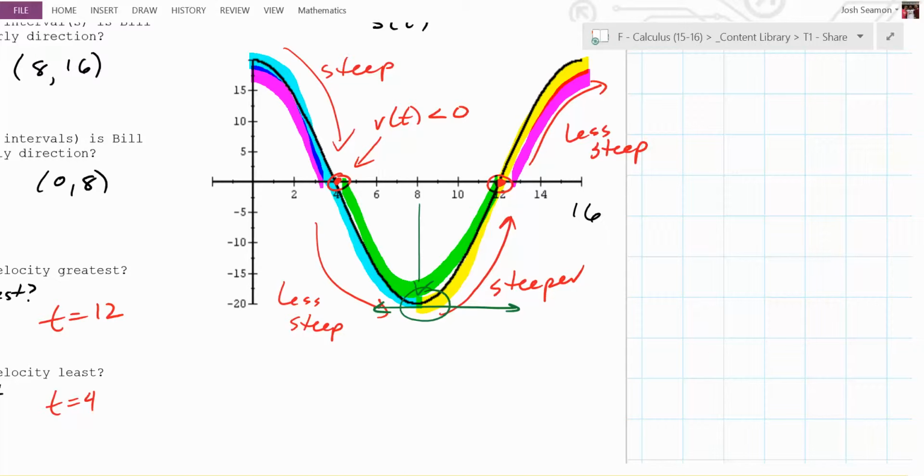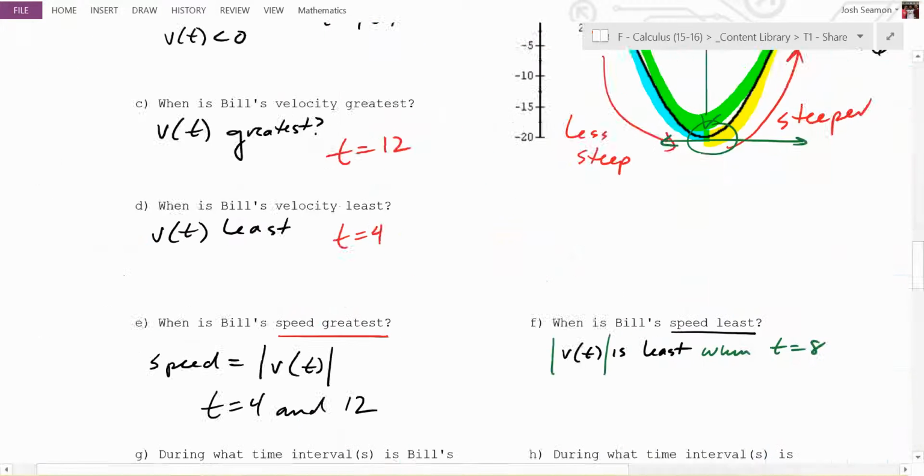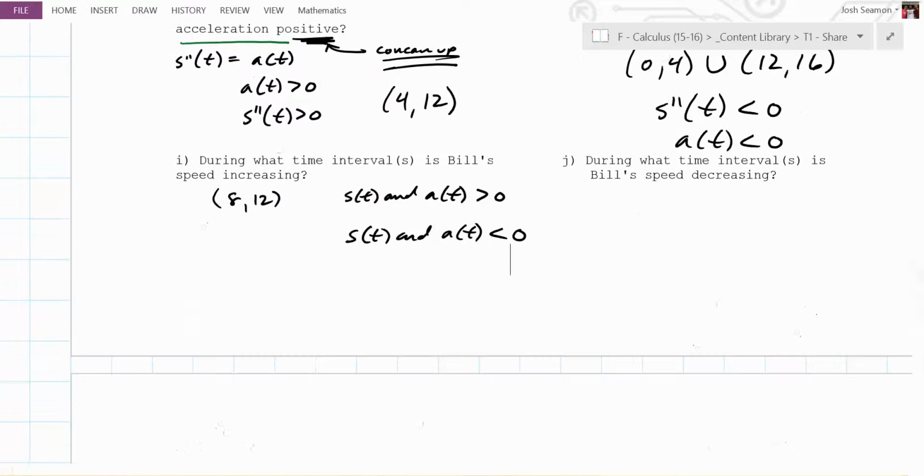What about both negative? Meaning negative slope is blue and concave down is purple. So where is it blue and purple? Go from the left to the right. 0 to 4. So there are two places where it's speeding up. Where is it speeding up? 0 to 4, and 8 to 12. So that was negative and negative, or positive and positive.